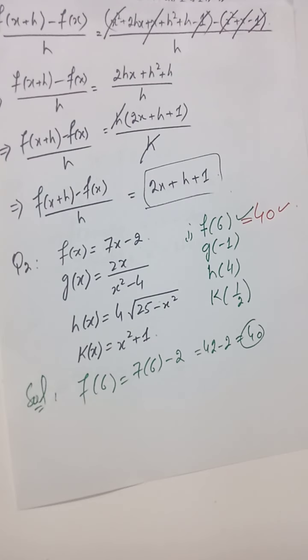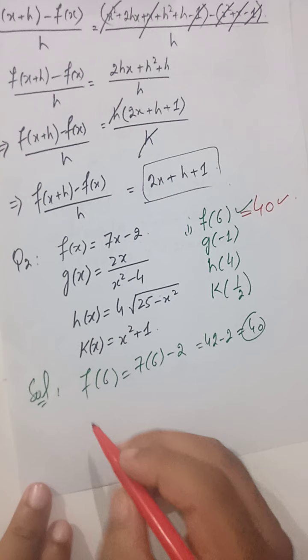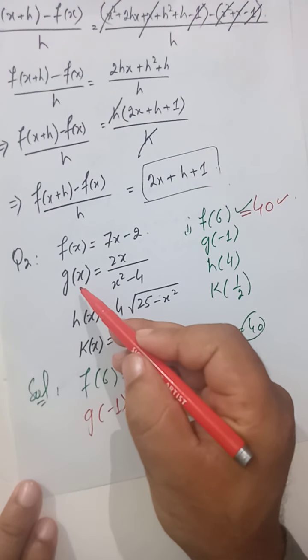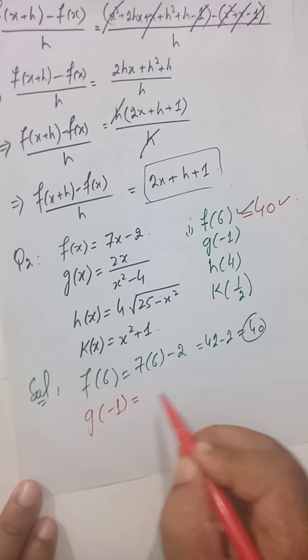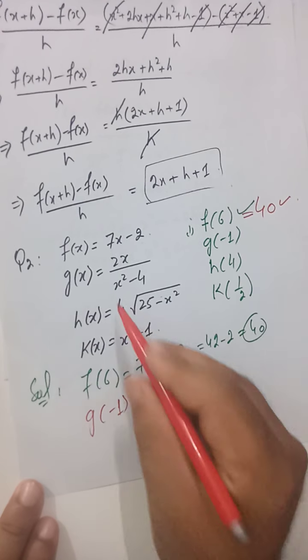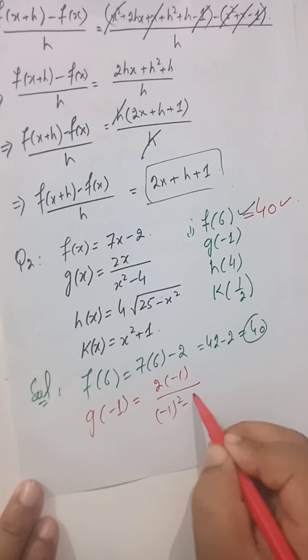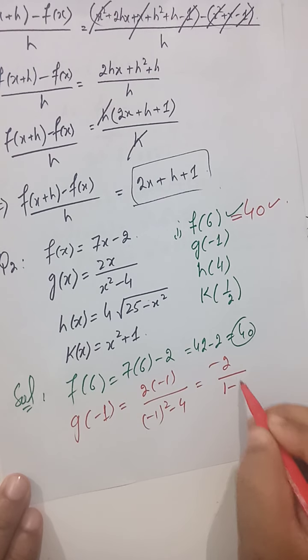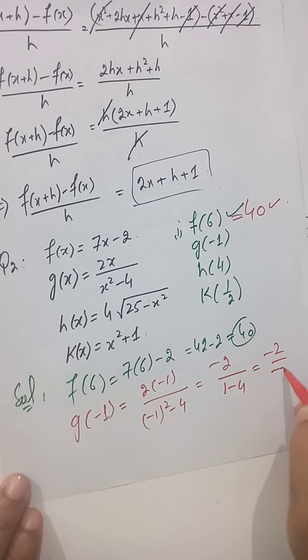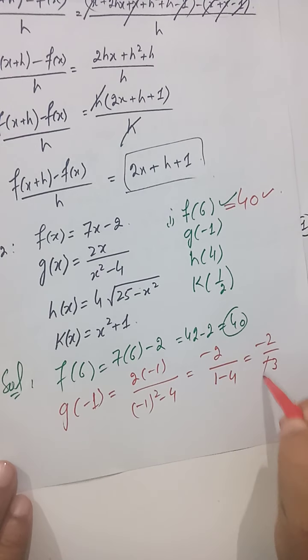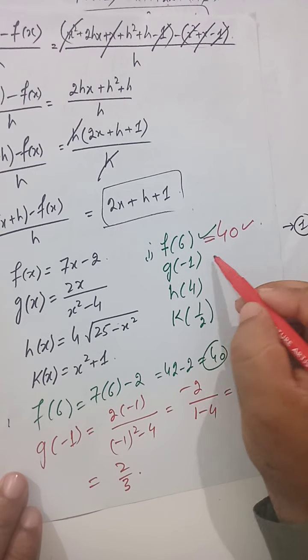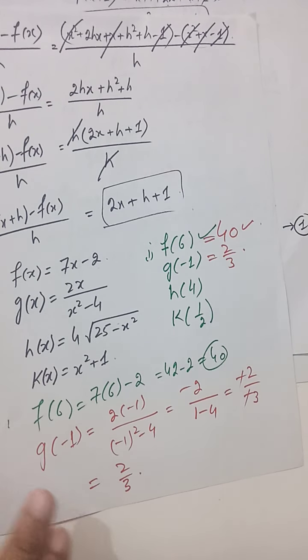Now g of minus 1. For g of minus 1, you need to replace this x by minus 1. So 2 into minus 1, there will be minus 1 whole square minus 4. So you will get minus 2 divided by 1 minus 4, so minus 2 divided by minus 3. Minus and minus cancel, so you will get 2 by 3. So the value of g of minus 1 is 2 by 3.